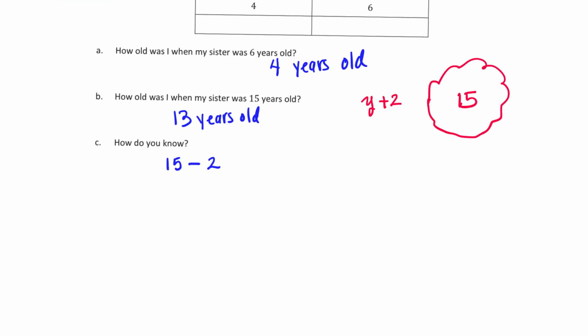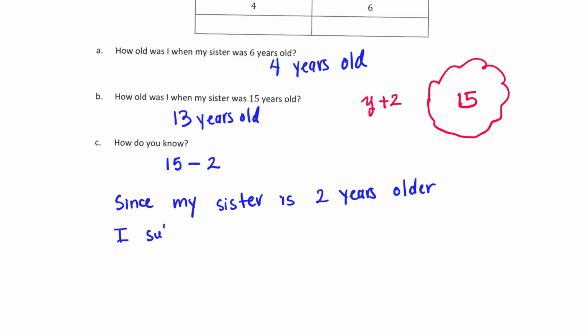And we might want to write it in words too, because for some people, words might make more sense. So since my sister is 2 years older, I subtracted 2 years from 15.